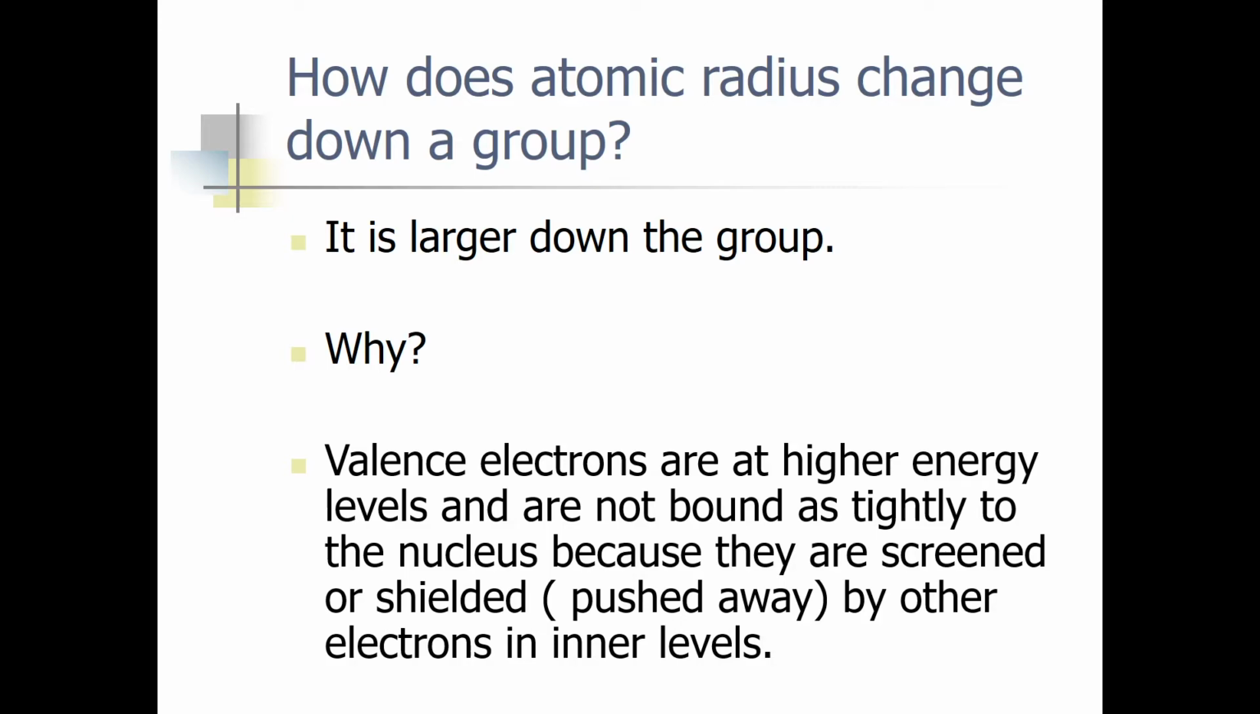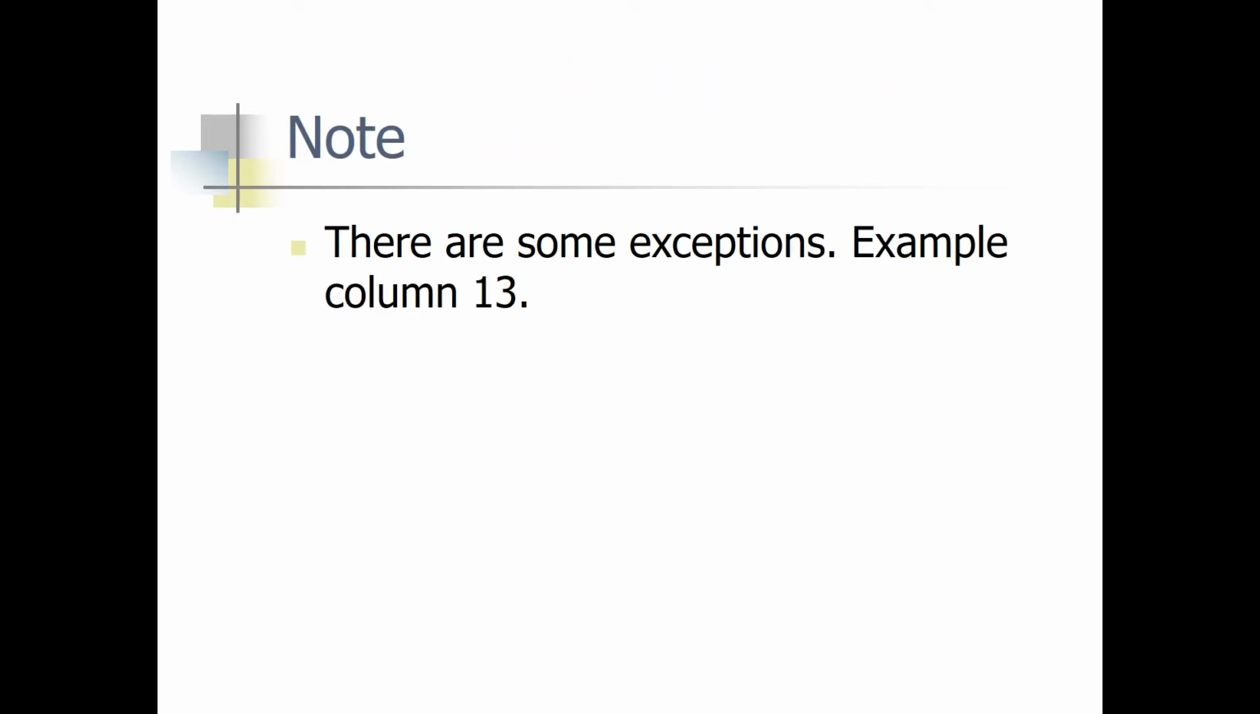There are some exceptions, which again, I'm not going to test you over the exceptions, but the major exception is column 13. So you should have your periodic table out always from now on. What is special about column 13?